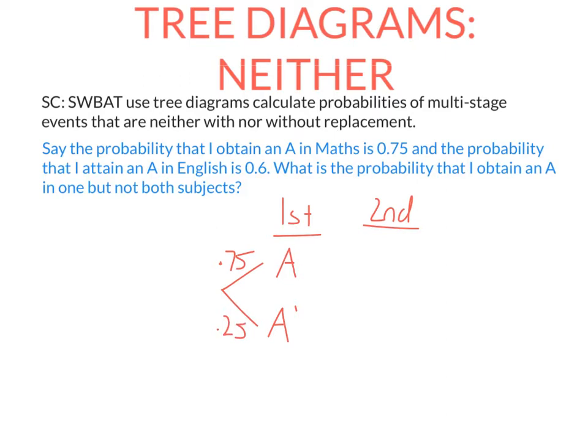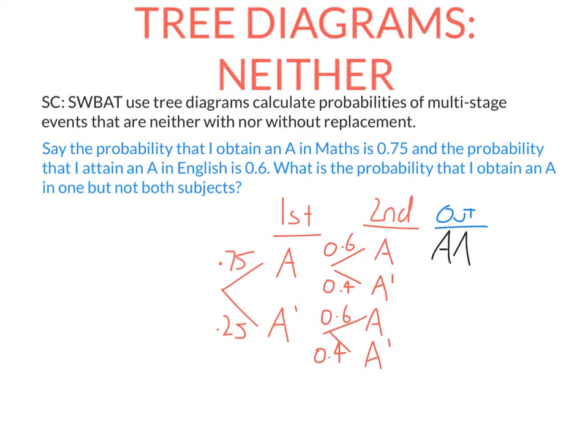The second stage will be describing English. So I could get an A in English or not an A. The probability I get an A in English, I'm told, is 0.6, so the probability I don't is 0.4. So this is what my tree diagram will look like. Once again, I'll go through and write the outcomes. That's kind of the point of doing this.